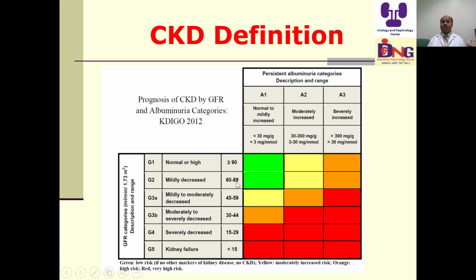Between 60 to 90 milliliter per minute estimated GFR is stage 2. Stage 3 is divided into two parts, 3A and 3B. So from 60 to 45, it is 3A, irrespective of the level of albuminuria. So here it is not green color. From 45 to 30, less than 45 to 30, it is 3B.